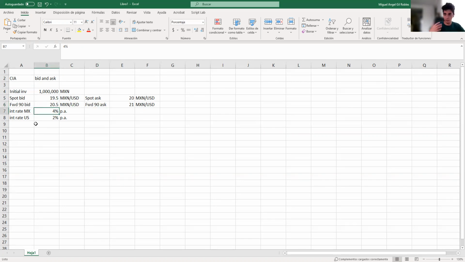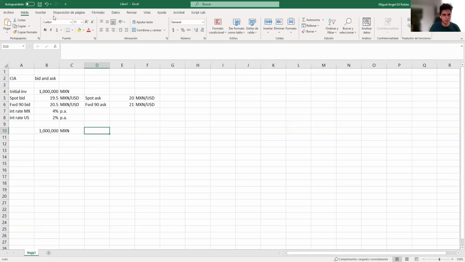And then we have the two interest rates, the interest rate for Mexico, the annual rate that has capitalization at 90 days. I think I didn't add it in here, but you can assume that, and it's the same for the American rate, 2% annual rate. So as always, I think the best way to start is with the structure that I usually use in these exercises. So let's begin with the initial investment, that is 1 million pesos. It's in here, 1 million pesos, that's what we have.